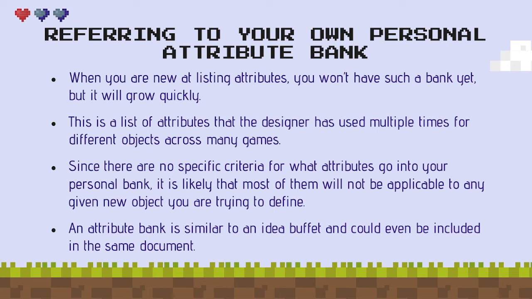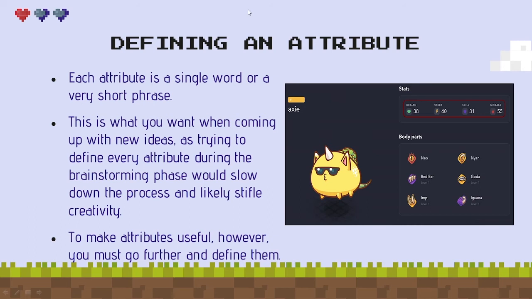An attribute bank is similar to idea buffet that could even be included in the same document. So, halimbawa, you're providing your game design document, no? Ayan. You can have your attribute bank. So, defining an attribute. Each attribute is a single word or a very short phrase. Halimbawa, ito, the items that are listed in here, you have your health, speed, ayan, mga attributes yan. Okay, itong mga body parts na to, ayan, this could also be example of attributes.